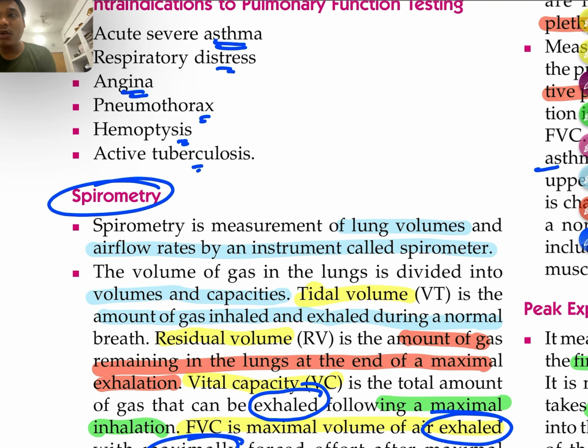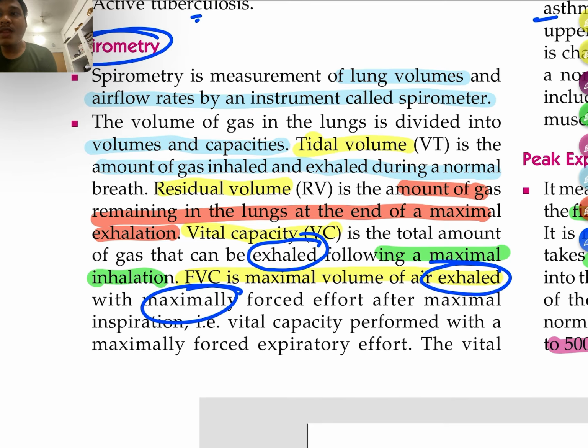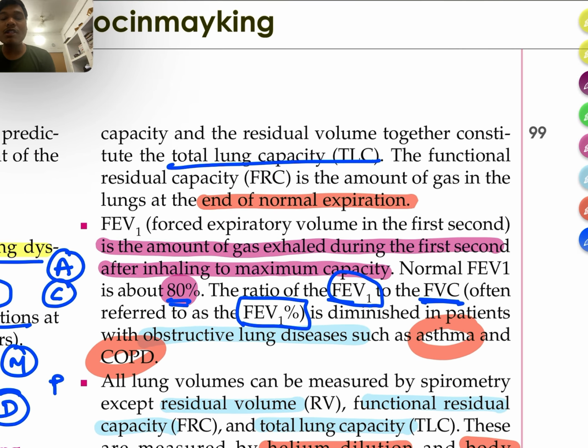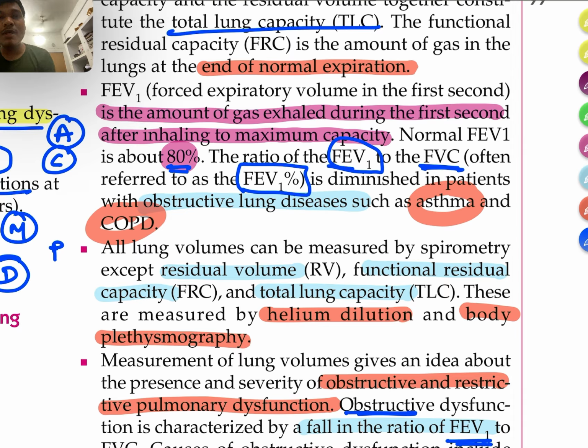How will we assess them? By using spirometry. First is tidal volume, the normal volume that we inhale and exhale. Next is vital capacity, which includes maximum inhalation, whereas forced vital capacity is maximum inhalation to maximum exhalation. After that, total lung capacity. The remaining gas after deep exhalation is called residual volume. Forced expiratory volume is the volume during forceful expiration; the first second volume of air is called FEV1, and that is about 80%. If it decreases, it shows obstructive disease, like asthma or COPD.